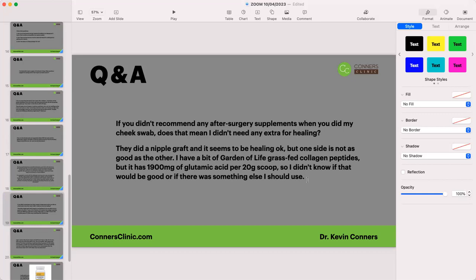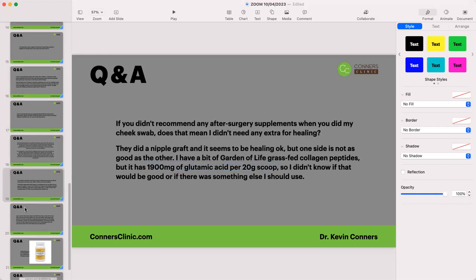So that's why I don't typically recommend taking after surgery supplements to help a person heal, unless it's a surgery where the person doesn't have a diagnosis of cancer. So I would not recommend this product, and I wouldn't recommend taking other products to help you heal faster.